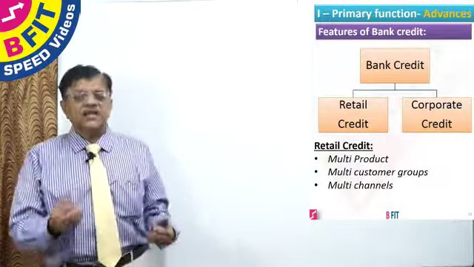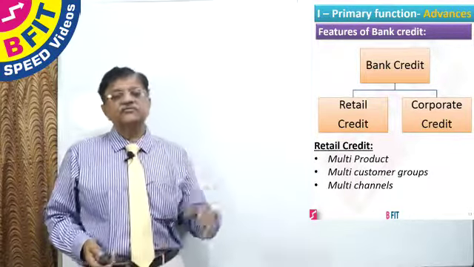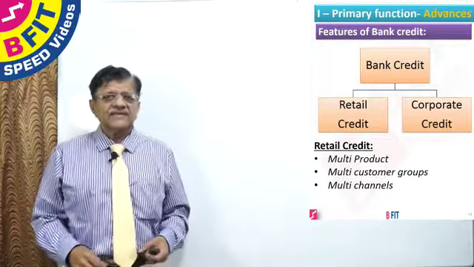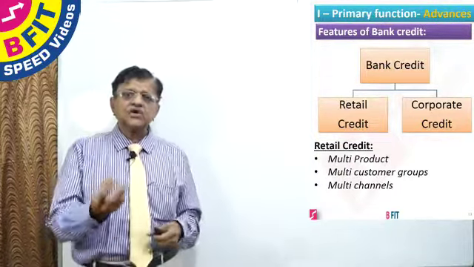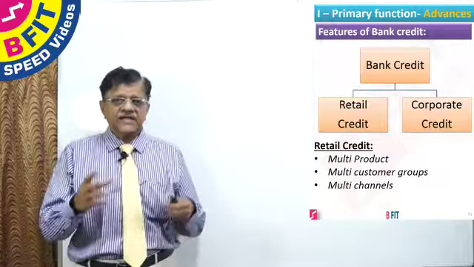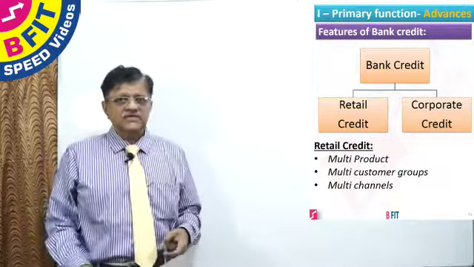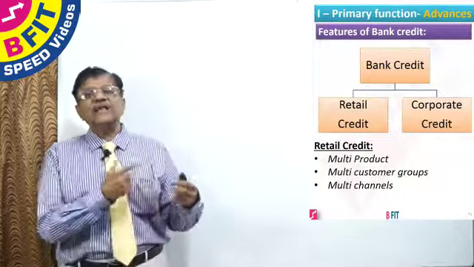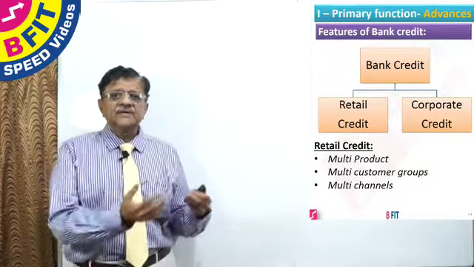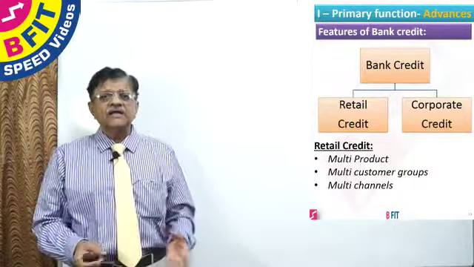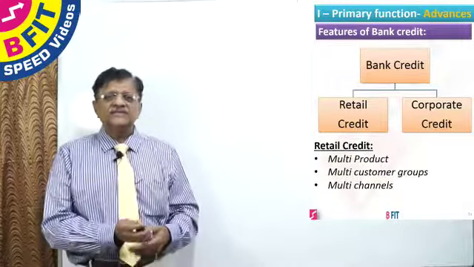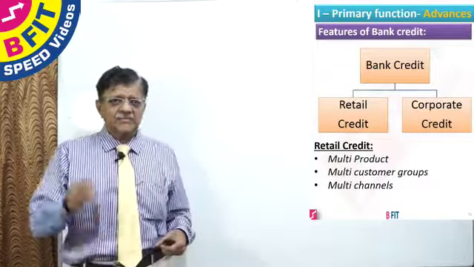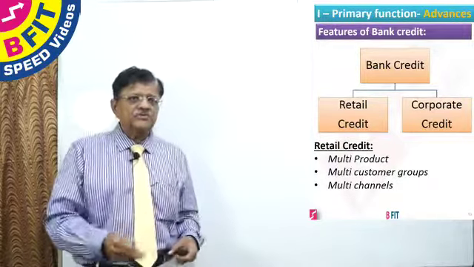And then multi-channels. Some loans are given in the branch itself. Other loans, for example, agricultural loans given to sugarcane cultivators, are given in association with the sugar mill. Such loans are given through the sugar mills. Some salary loans are given in some industries, so those loans are given by a tie-up with the industry. Therefore, these loans go through several channels. So retail credit is characterized by multi-product, multi-customer groups, and multi-channels.